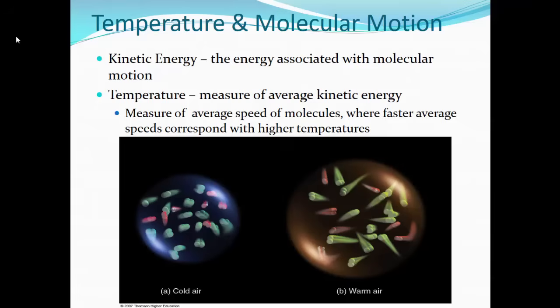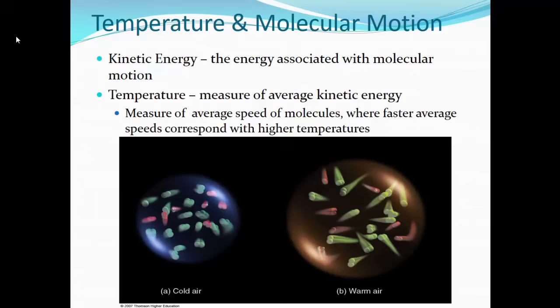Temperature and heat, not the same thing. Kinetic energy is the energy associated with molecular motion. Now that is throughout all science. Temperature is a measure of average kinetic energy. So temperature is a human construct. I will say that many times in this class. Something that we created, we needed to understand. We constructed something, we called it temperature. Temperature is a measure of the average kinetic energy of molecules. So temperature is a measure of the average speed of molecules, where faster average speeds correspond with higher temperatures.